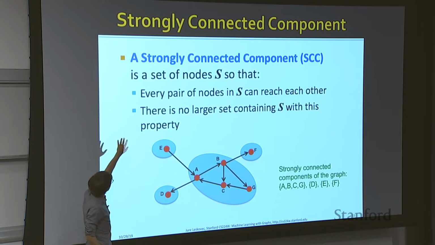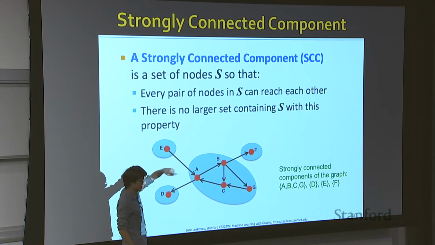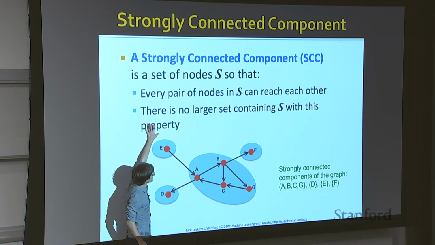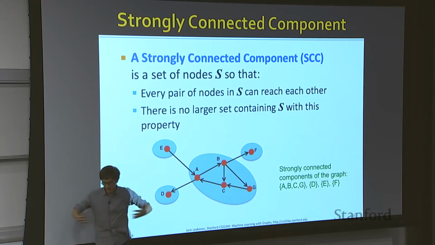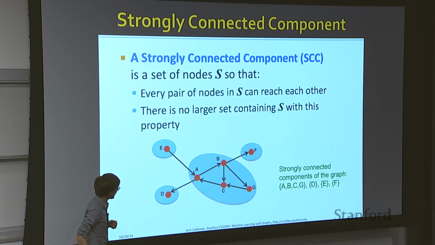A strongly connected component is a set of nodes such that every pair of nodes in S can reach each other, and there is no larger set containing S. So it means a strongly connected component is as big as it can be, right? Why do I say this?